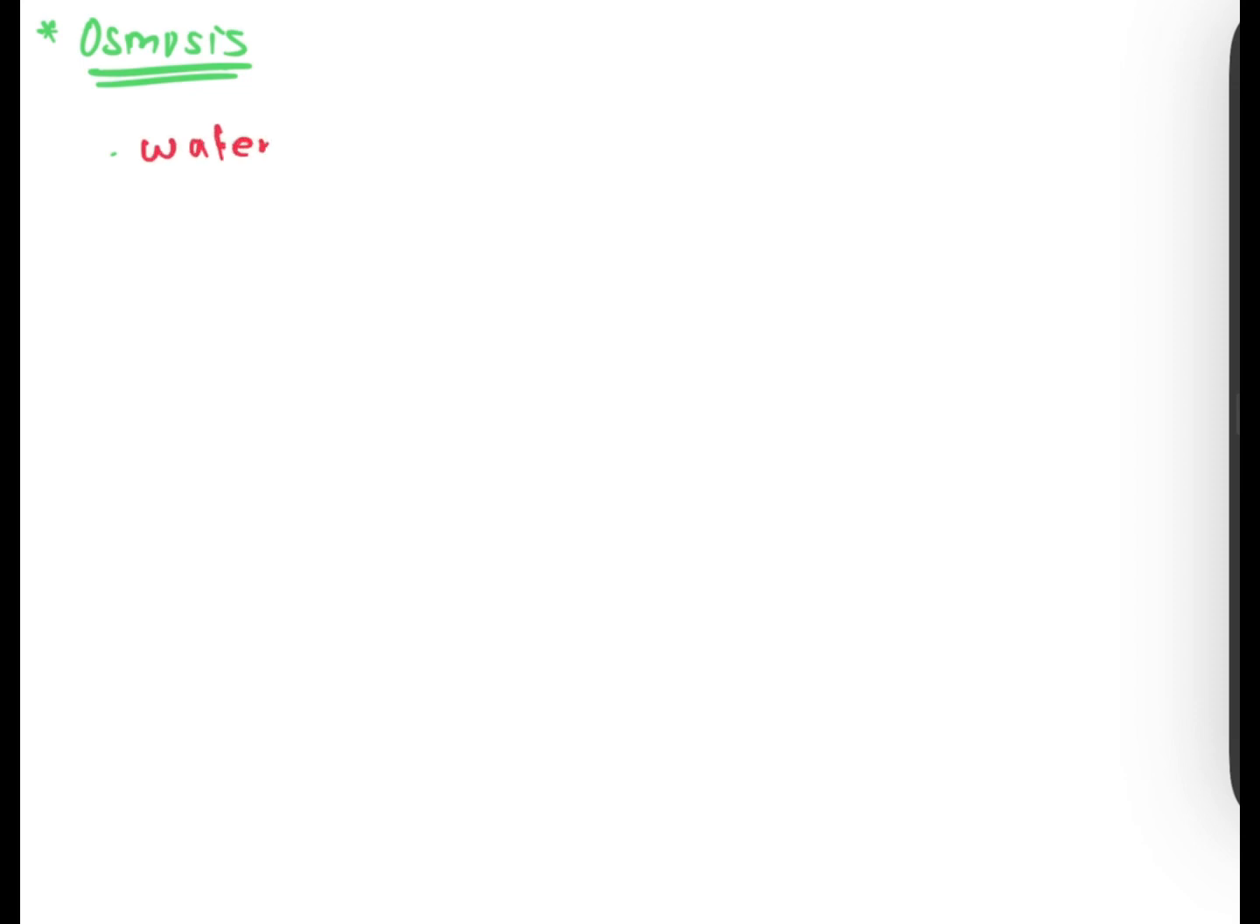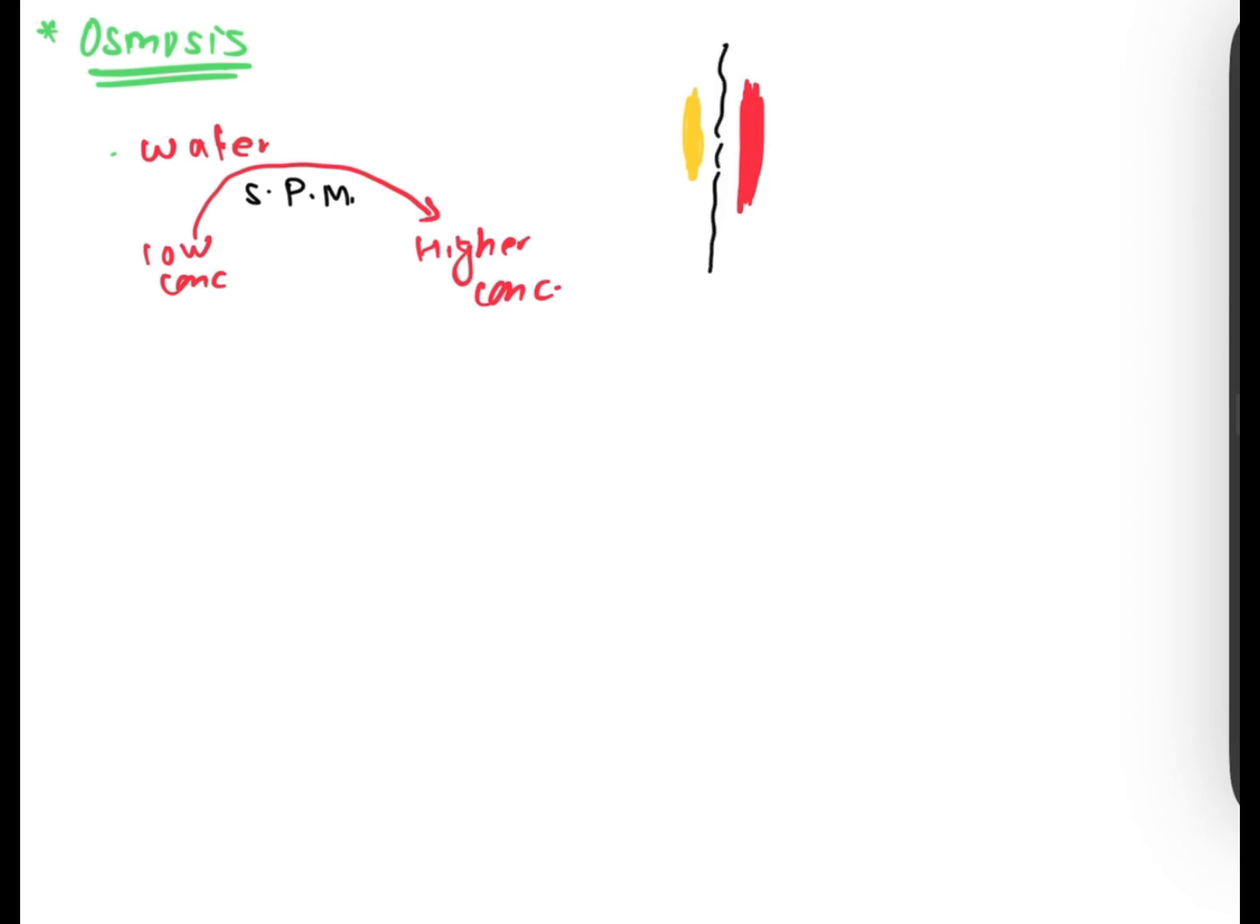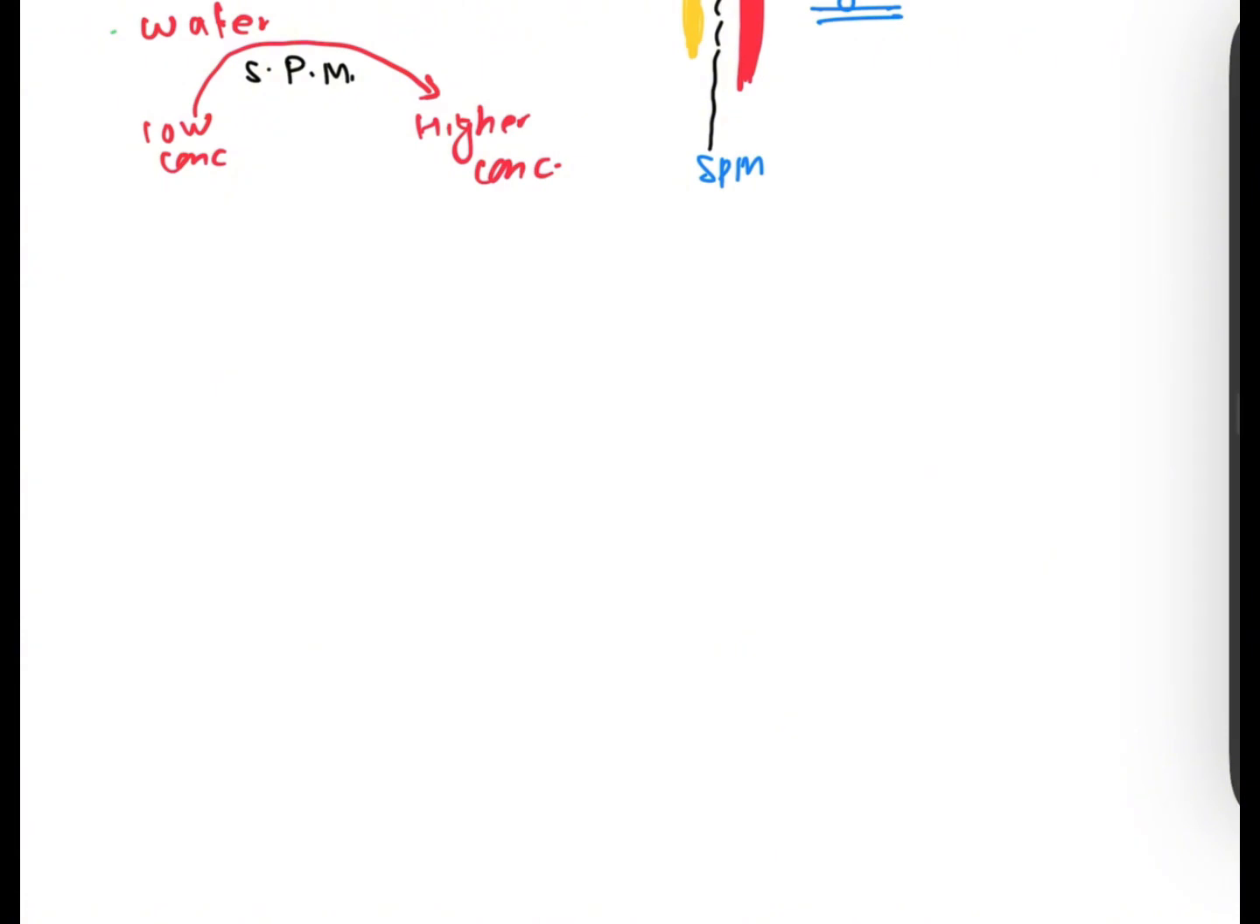So osmosis, what is osmosis? Osmosis is defined as the movement of water from lower concentration to higher concentration through a semi-permeable membrane. When two solutions are separated by a semi-permeable membrane, there is movement of water from low concentration to higher concentration, and this process is called osmosis.